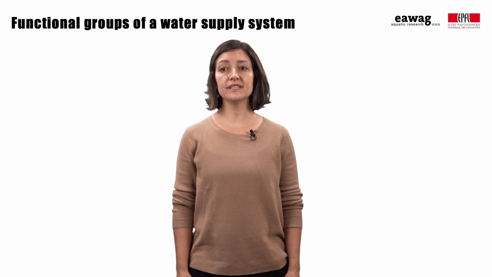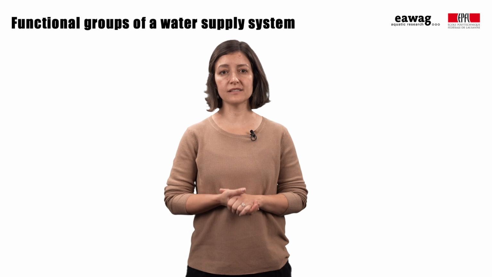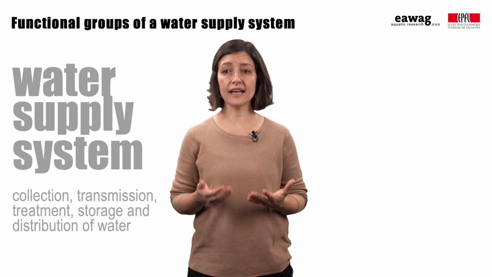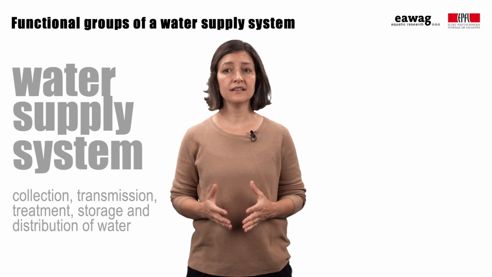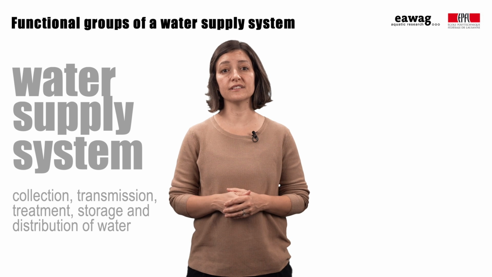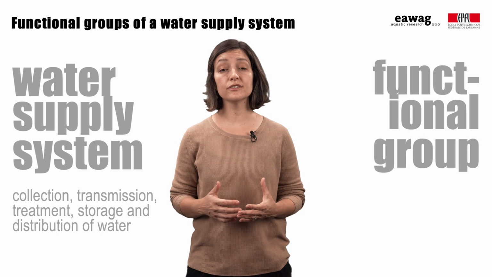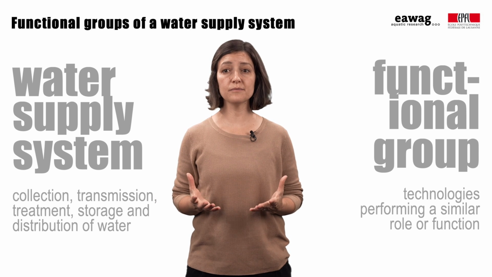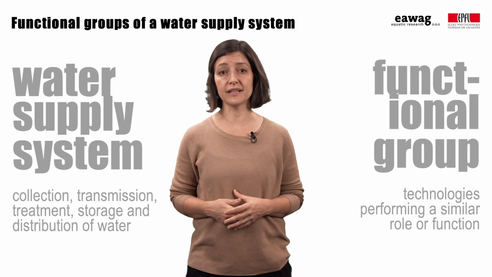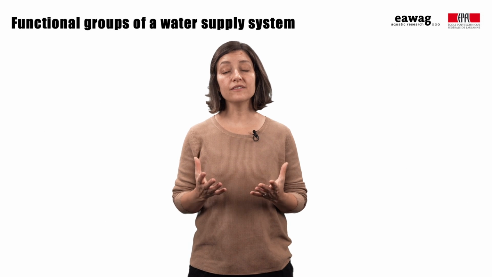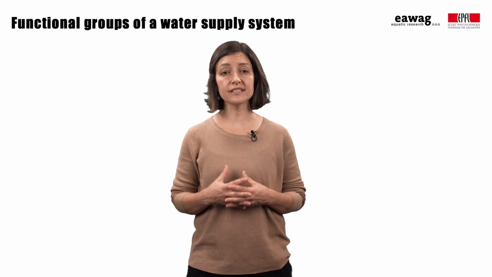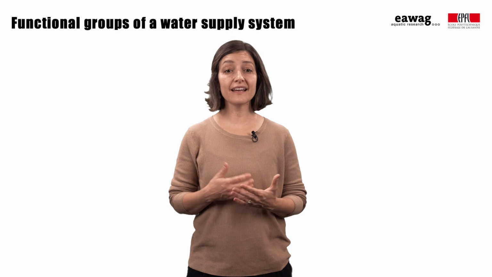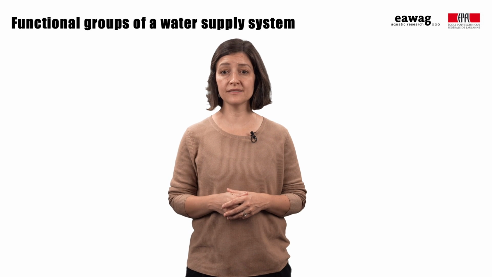The color highlights show the different functional groups that together make up a water supply system. A water supply system is defined as a system for the collection, transmission, treatment, and storage and distribution of water. A functional group, on the other hand, refers to a broad category of technologies that perform a similar role or function within the water supply system. Graphically, we can visualize a water supply system as a matrix of functional groups, each with a different role and with different combinations of technologies.